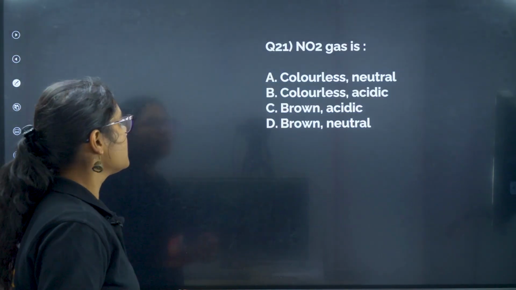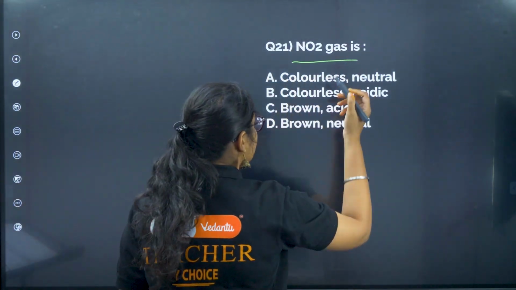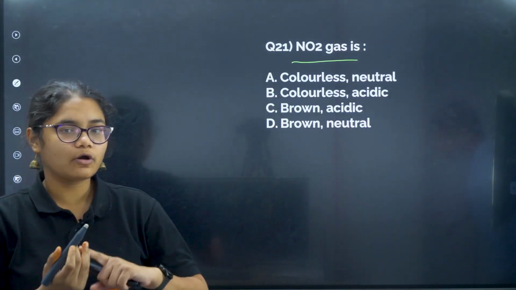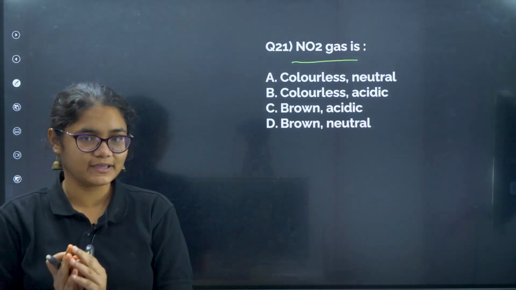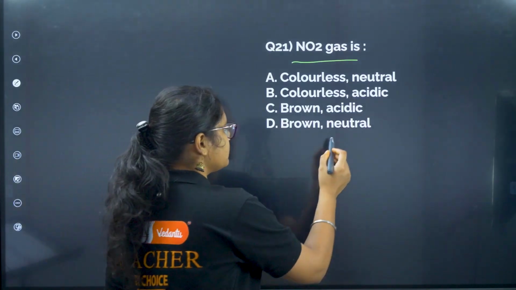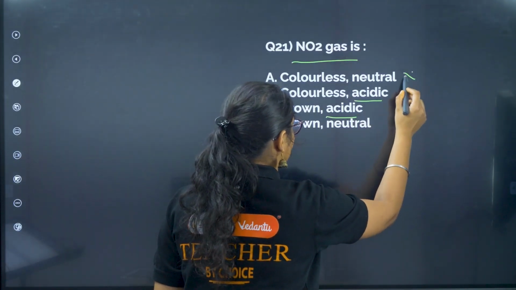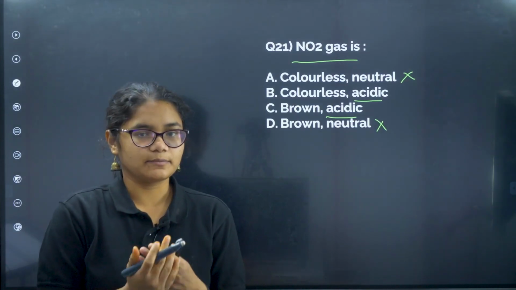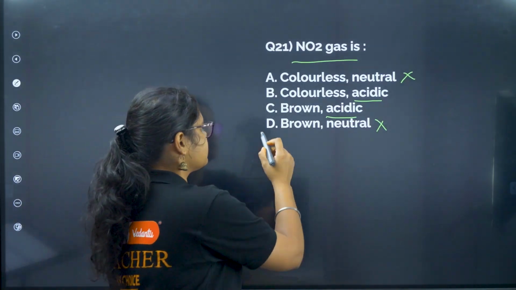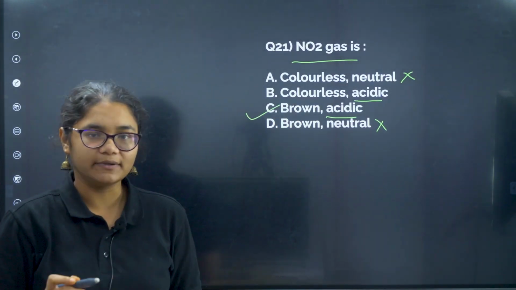So next question, NO2 gas is... If you add NO2 to water, we will get nitrous acid, which is an acid. So NO2 is acidic in nature, it is not neutral. We can eliminate these two options. Now if you know the color, NO2 is a brown fume gas. So the correct answer for this question will be option number C.